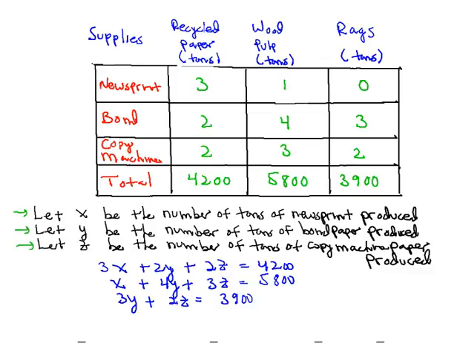So what we'll be doing then is taking the number of tons of each kind of paper, multiplying them by the number of tons required of a particular supply to produce that paper. And those then will produce the equations we need to solve the problem. So if you look at the column underneath recycled paper, hopefully it seems reasonable that we're going to have the equation 3x plus 2y plus 2z is equal to 4,200. And if you look at the column under wood pulp, we'll then have x plus 4y plus 3z is equal to 5,800. And in the column underneath rags, we'll then have the equation 3y plus 2z is equal to 3,900.